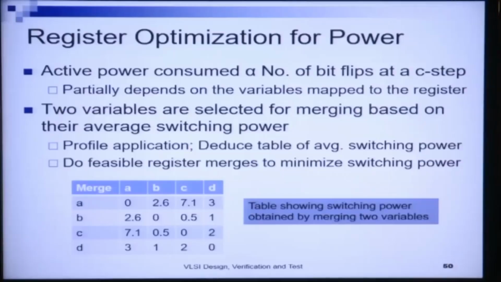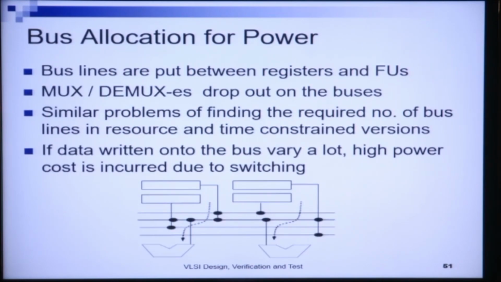Again, we understand that this can be modeled using a conflict graph, and on this conflict graph we can apply the merging and splitting techniques that we learned for register and functional unit allocation when we learned the simulated annealing methodology. A similar technique can be used here to obtain a register optimization for power. We will not go into the exact methodology. The solution strategies remain almost the same.